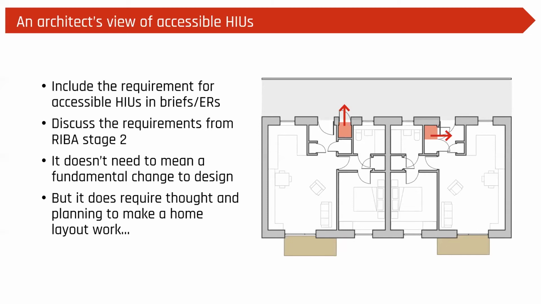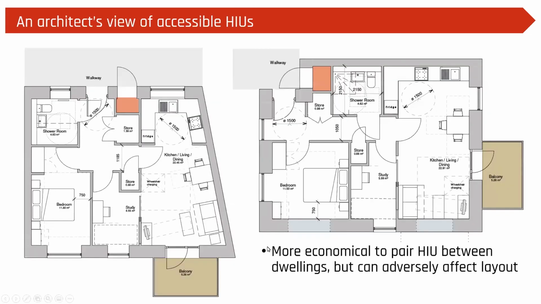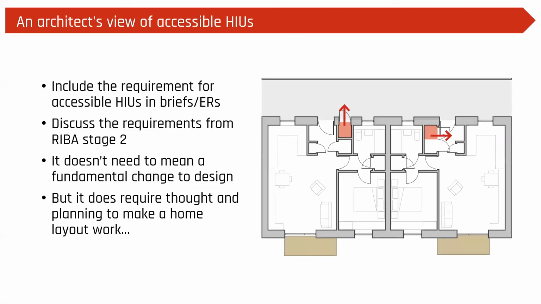So what we're finding is, if it's left later than RIBA stage 2, then we can... sorry, can we go back a slide? Yeah, thanks. If it's RIBA stage 2, then we can really integrate it in our design. Any later than that, and we need to reconfigure flat layouts, and it doesn't always work in the way we would hope it to. But it doesn't need to be a fundamental change to the design.